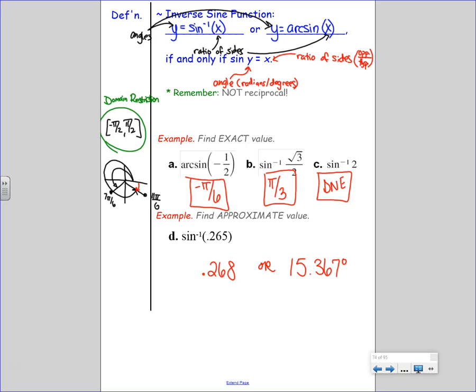It depends on what mode. If Janelle goes to her mode, she's in degree mode. Those are degrees, 15.367. Jonathan, if you go in your mode, you're in radians. How do you know which one's right? I don't know. Either they tell you, or you just pick one and then look at the back and see which one they actually want.